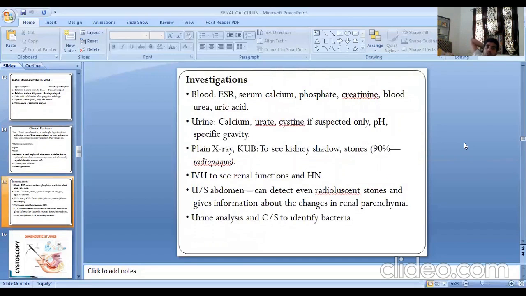Investigations. Blood: ESR, serum calcium, phosphate, creatinine, blood urea, uric acid. Urine: calcium, urate, cysteine if suspected, urine pH, specific gravity. Plain X-ray KUB to see kidney shadows and stones. IVU to see renal function and hydronephrosis. US abdomen can detect even radiolucent stones and gives information about changes in the renal parenchyma. Urine analysis and culture and sensitivity to identify bacteria.